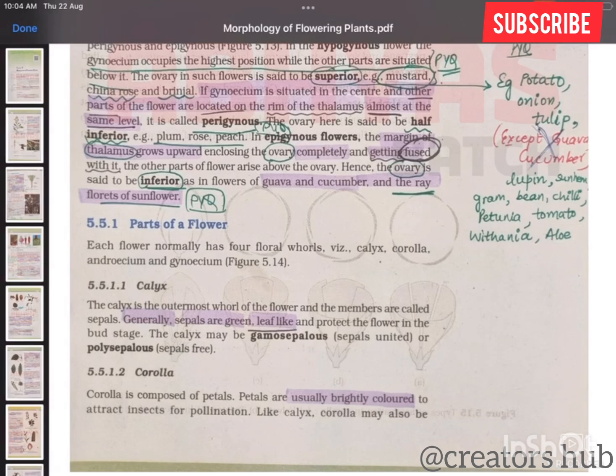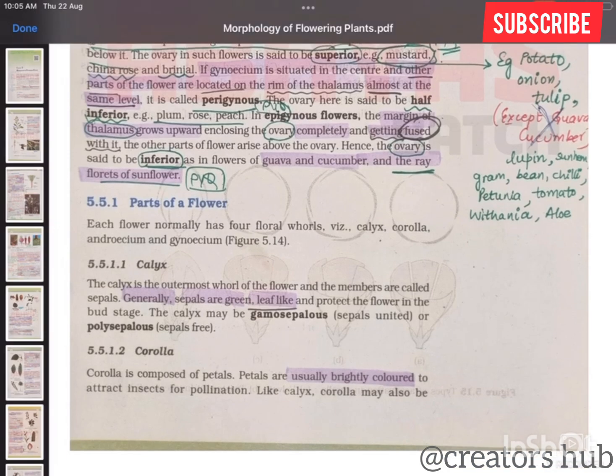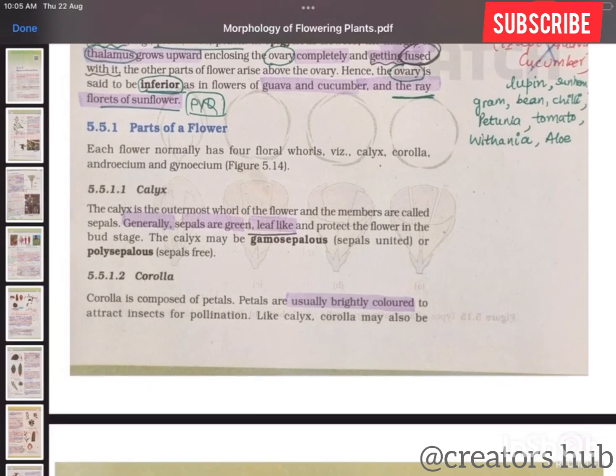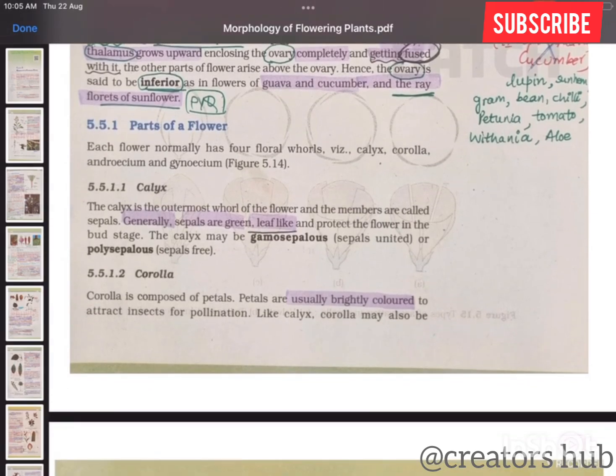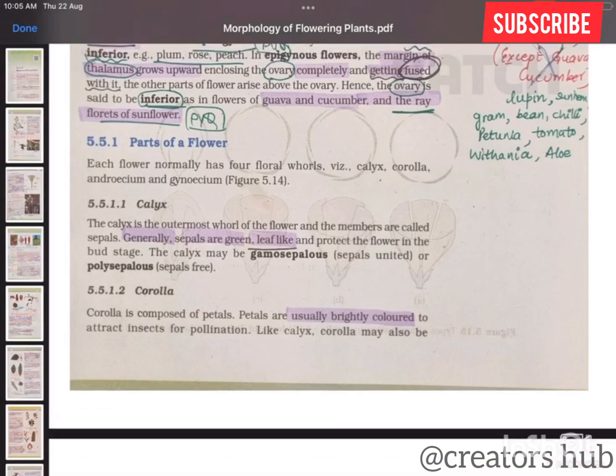In perigynous flowers, the gynoecium is situated in the center and the other parts of the flower are located on the rim of the thalamus almost at the same level. The ovary here is said to be half inferior, example plum, rose, and peach. In epigynous flowers, the margin of thalamus grows upward, enclosing the ovary completely and getting fused with it. The other parts of the flower arise above the ovary, hence the ovary is said to be inferior, as in flowers of guava, cucumber, and the ray florets of sunflower.